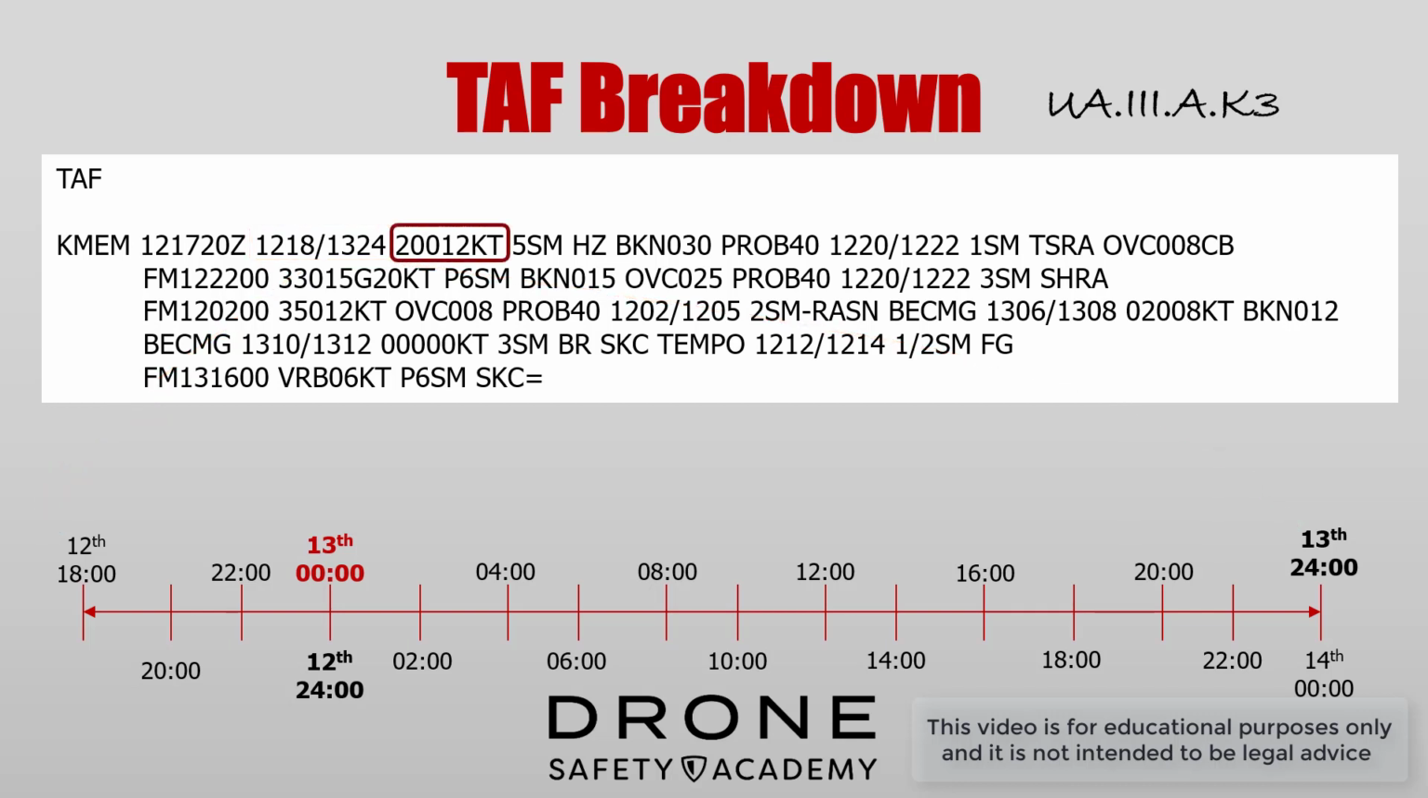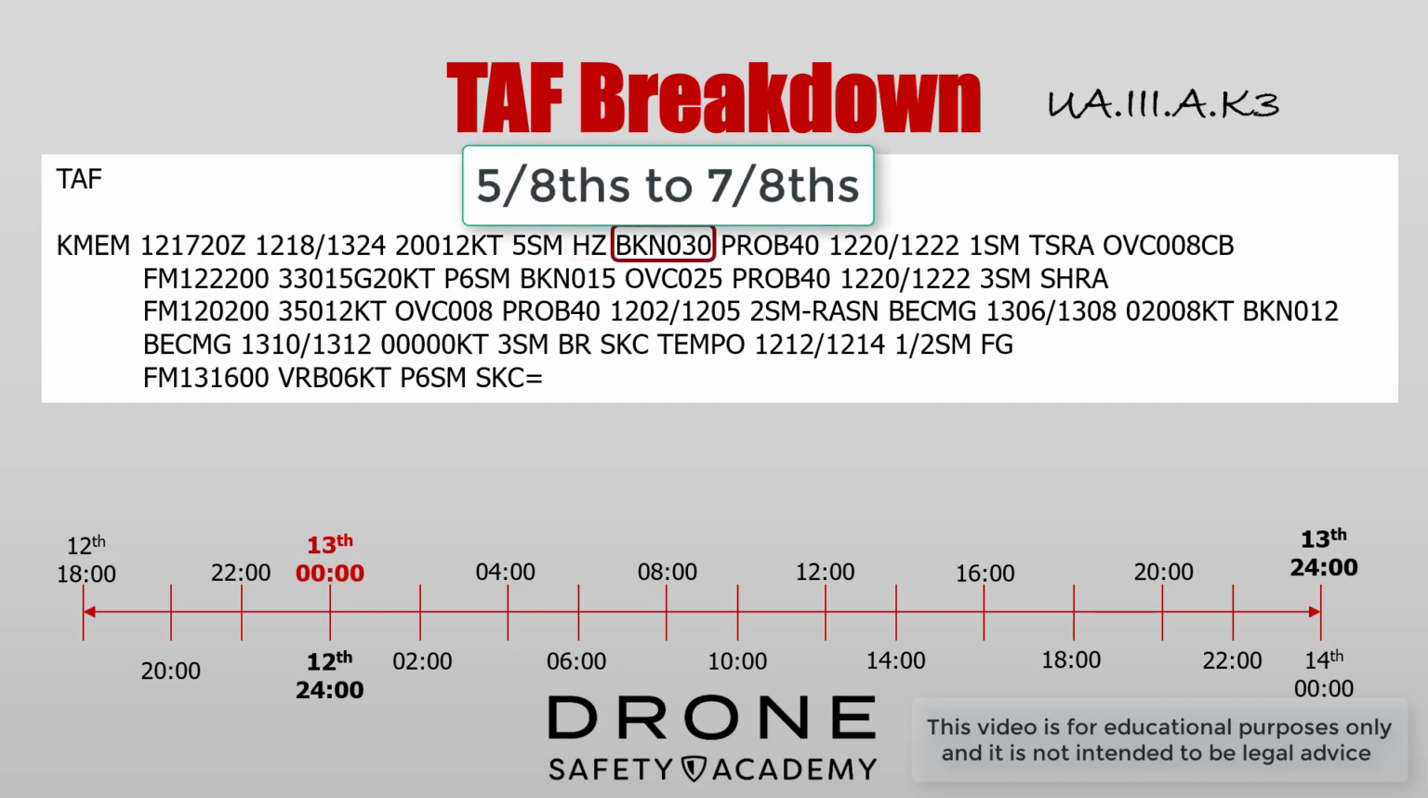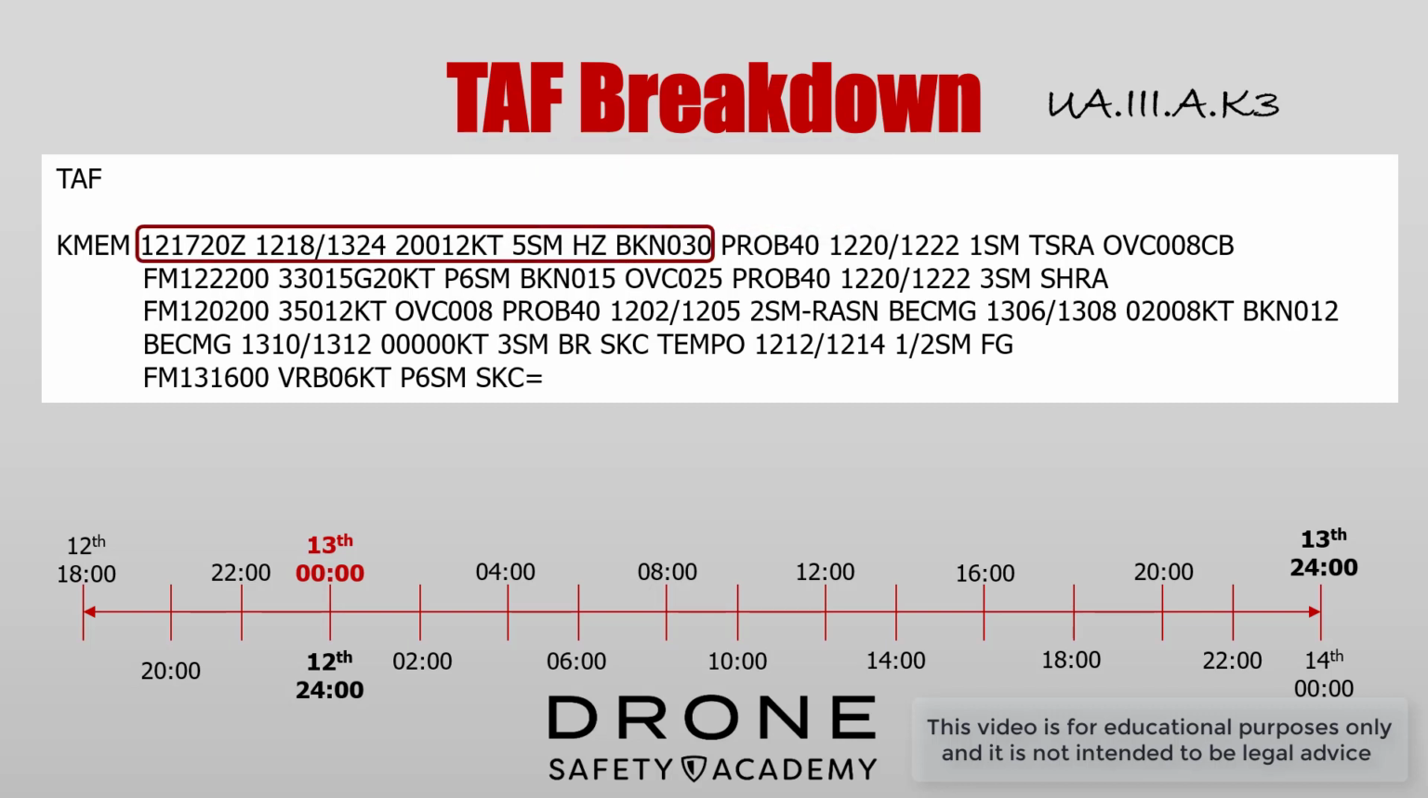Next up is wind. The wind direction is 200 degrees at 12 knots. Visibility is 5 statute miles. Weather phenomenon is haze. Sky conditions is reported as broken at 3,000 feet. For the duration of the forecast, this is what you might expect.